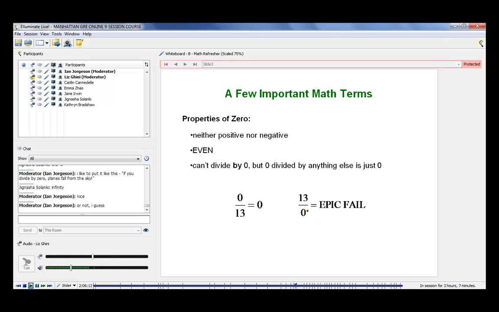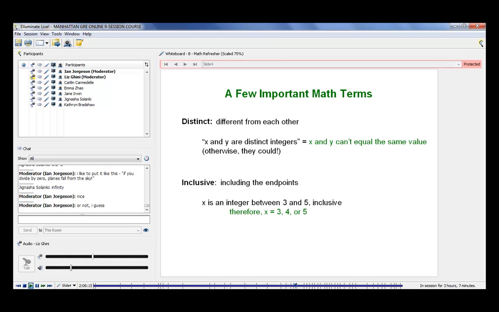But we'll talk more about that later. Okay, a couple of other words you need to know. Distinct means different from each other, so if a problem says x and y are distinct integers, that means they're different. If it doesn't say distinct, x and y can be the same number. All right, that comes up a lot on the GRE.